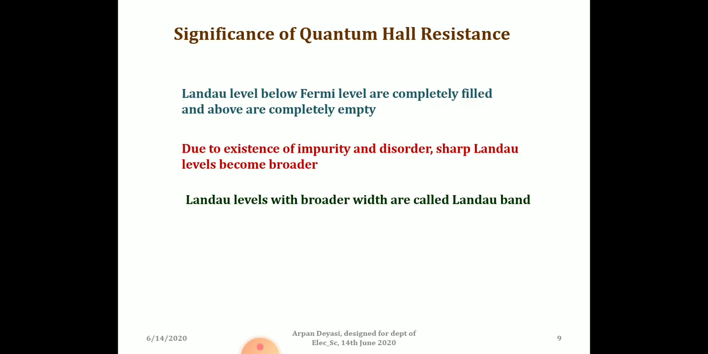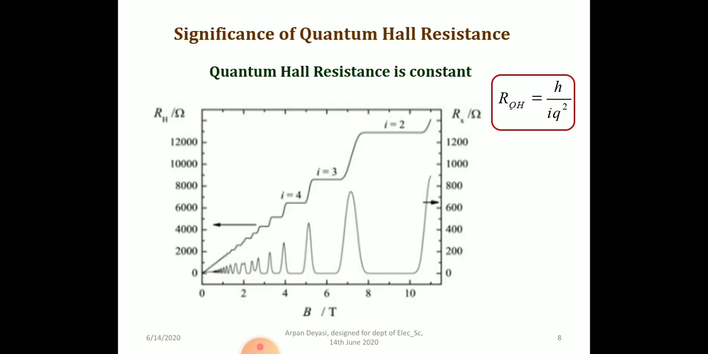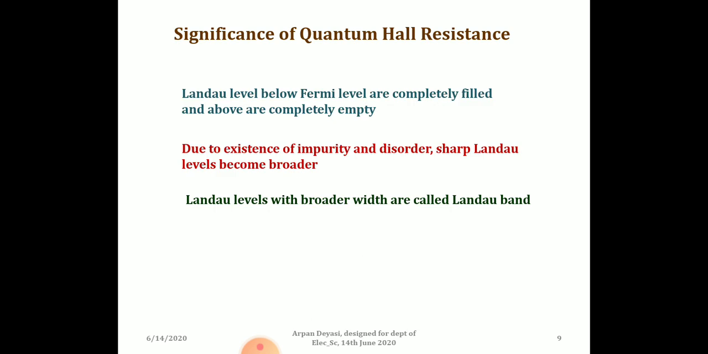Now the Landau levels below the Fermi level are completely filled, and the levels above the Fermi level are naturally empty. This is the basic definition of the Fermi level. Due to the existence of impurity and disorder, the sharp Landau levels become broader, where I am again showing the graph. Look at the peaks. The peaks are not sharp. These are broadened. So sharp Landau levels are broadened because of the presence of impurities.